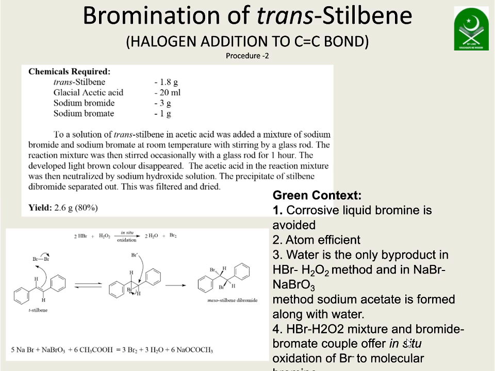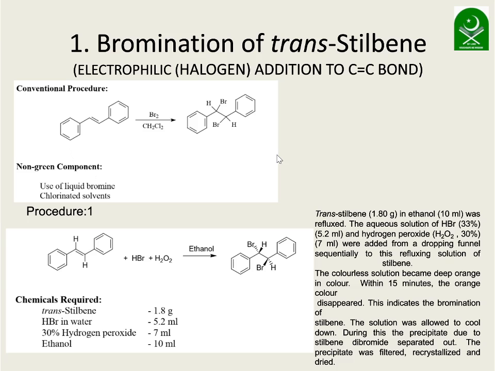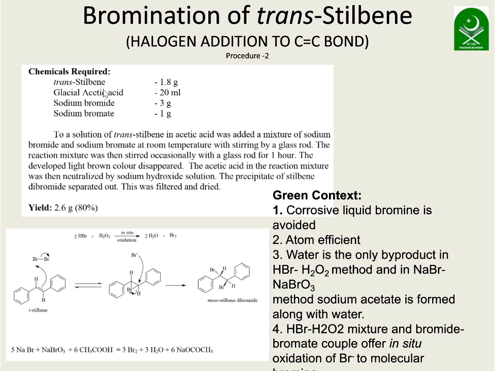There is one more method to adopt for bromination of trans-Stilbene in a green chemical approach, because the previous one requires high temperature, but here we use glacial acetic acid to give energy conservation. In this method, we are taking a sodium bromide-bromate mixture as a bromine source, glacial acetic acid about 20 ml, and trans-Stilbene about 1.8 gram. So how can we do bromination of trans-Stilbene by this method?